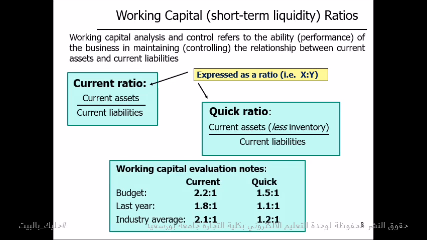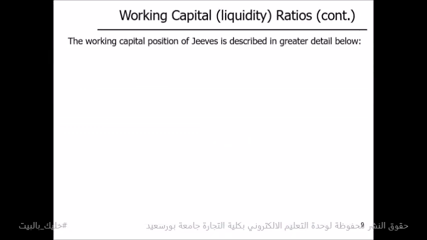As we said before, we will have notes for each ratio, working capital evaluation notes, and he gives you the budget to compare with the budget, the last year and the industry average. So let's move to in-class exercise 3. In in-class exercise 3, given the same data, he gives you the current assets and the current liabilities and requires you to calculate the current ratio and the quick ratio and comment on your results. Don't forget to comment on your results for every ratio.